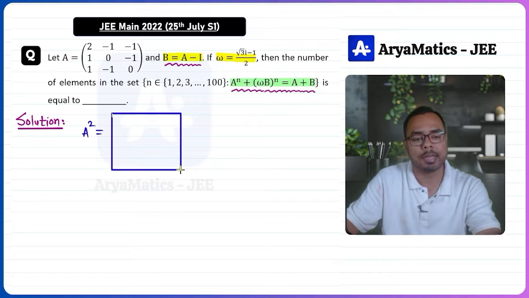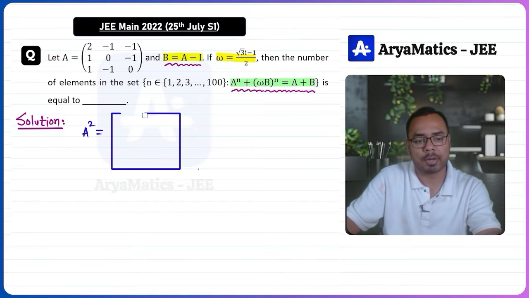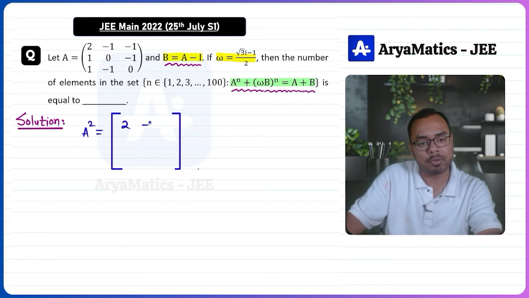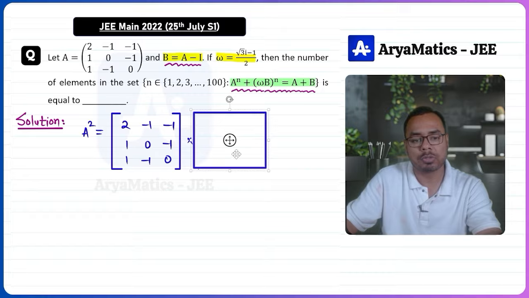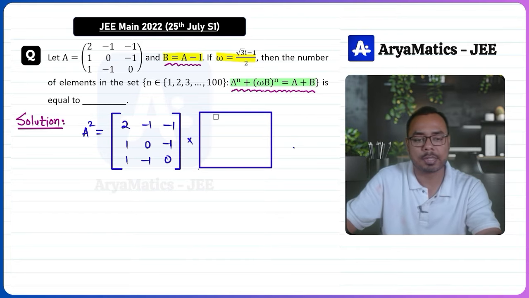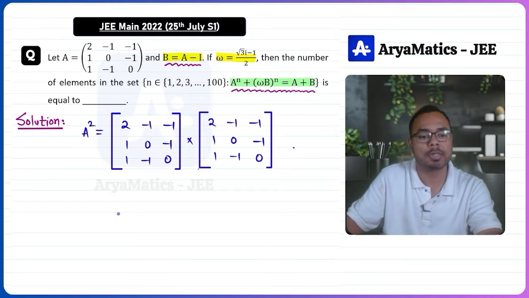So first let us calculate A square so that we can get some idea of how to proceed in this problem. So for calculating A square, we have to multiply matrix A with A. So here we have 2 minus 1 minus 1, then we have 1 0 minus 1, and then we have 1 minus 1 0. This is matrix A, and A square means matrix A into matrix A. So we have to multiply the matrix with itself, right? So again, I'll repeat the same matrix. We have 2, then minus 1 minus 1, 1 0 minus 1, and then 1 minus 1 0.